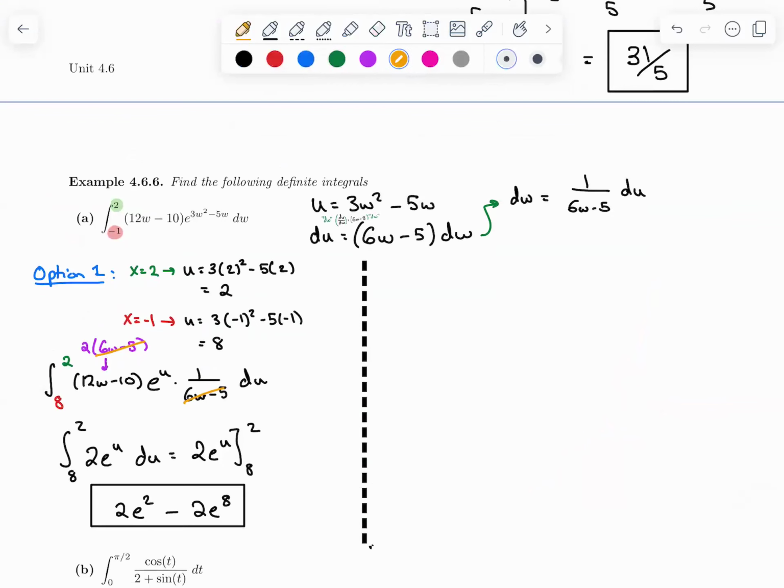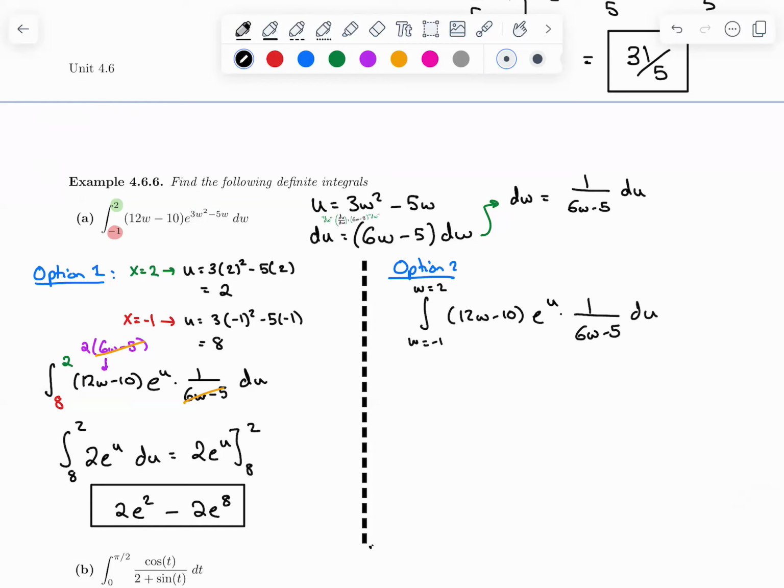Option 2 is to keep the bounds in terms of w. But remember, you have to add that w equals for your bounds. If you're going to change the variable, the bounds need to specify that they are w bounds. So this is equal to the integral from w equals -1 to w equals 2 of 12w minus 10 e to the u times 1 over 6w minus 5 du.